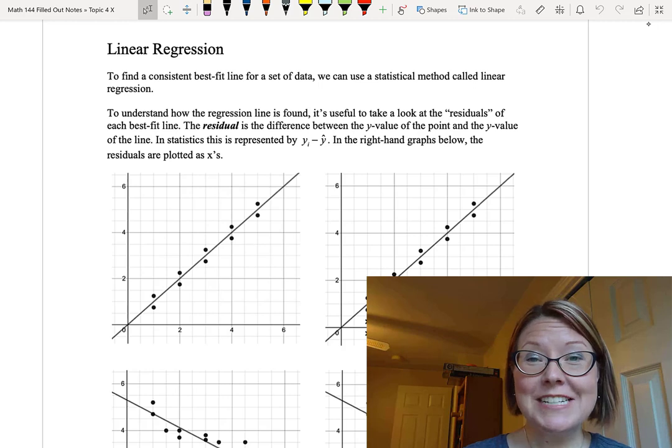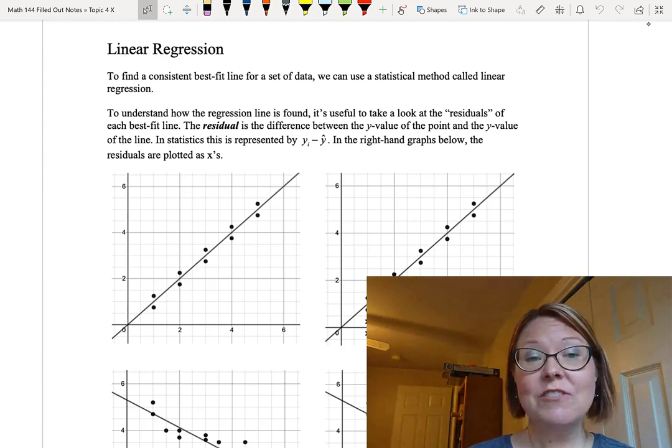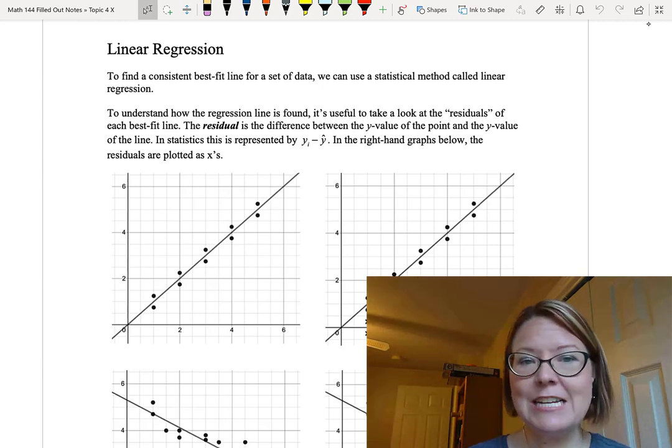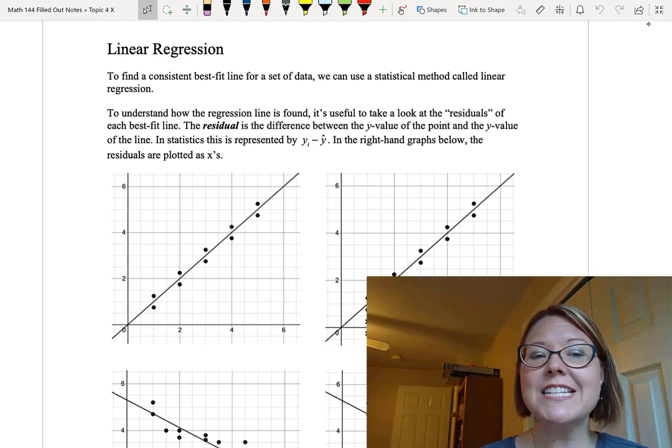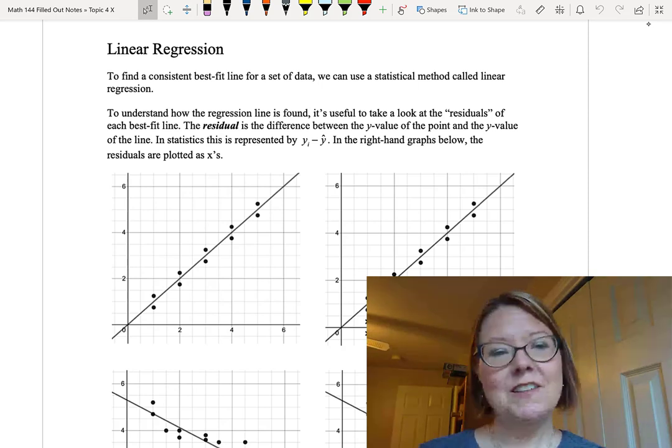In this video, we're going to talk about linear regression. Linear regression is going to help us find a consistent best fit line for a set of data. To understand how we find a regression line, it's useful to take a look at what we call the residuals of some best fit lines that we've found.